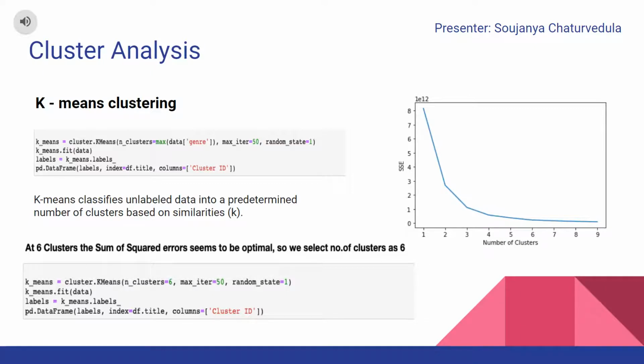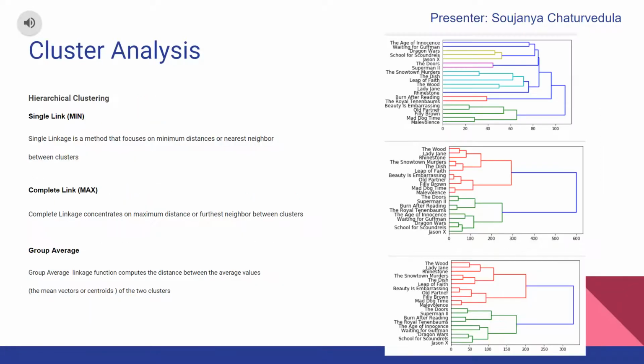And according to our observations, 6 is the number of clusters with which the sum of squared errors seems to be optimal. And to the right is the graphical representation. Moving on to the next slide, hierarchical clustering seeks to build a hierarchy of clusters, and here we are illustrating the dendrogram results on the right using 3 clustering algorithms.